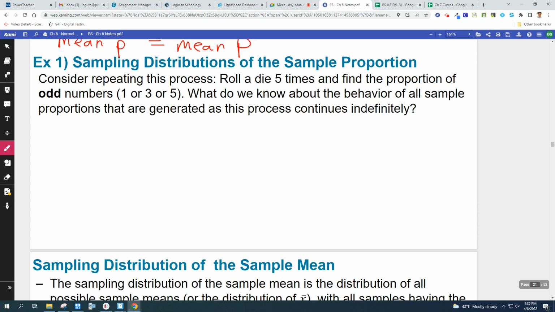Consider repeating this process. We're going to roll a die 5 times and find the proportion of odd numbers: 1, 3, or 5. What do we know about the behavior of all sample proportions that are generated as this process continues indefinitely?